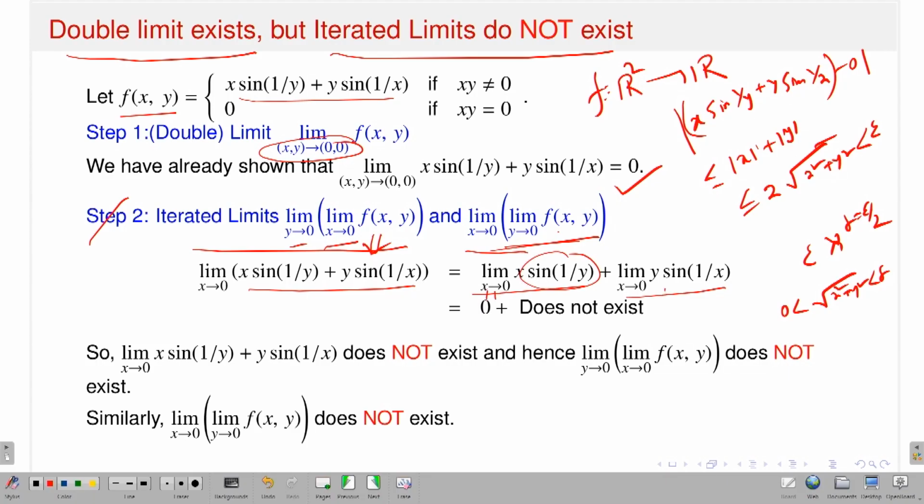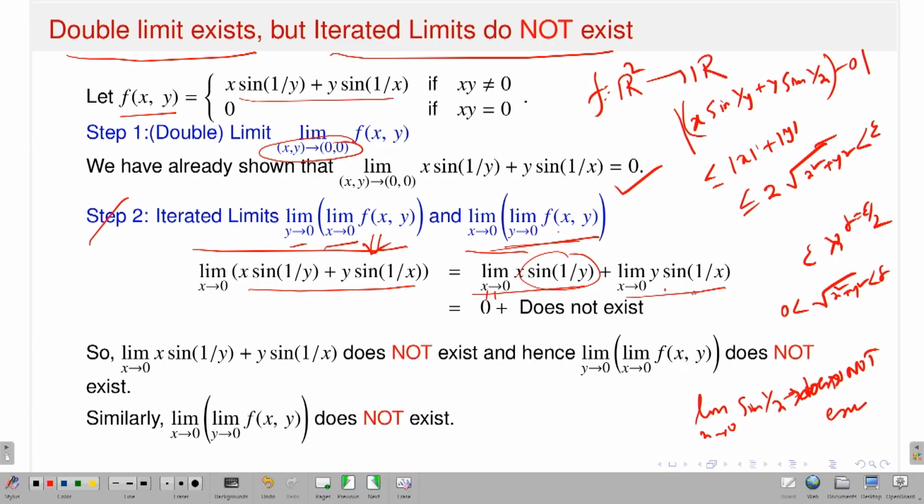But what will happen to this one? This one we know, in the single variable case, that the limit as x approaches 0 of sine 1 by x does not exist. That we know. Why? You can prove it by the sequential criterion. You can say that you have two different sequences, both converging to 0, and the corresponding sine 1 by x values along those sequences converge to two different limits. That is very standard, which we might know from single variable calculus.